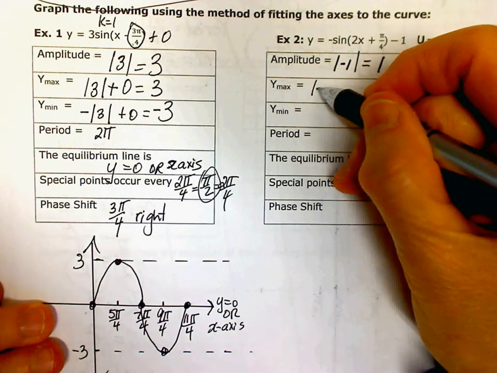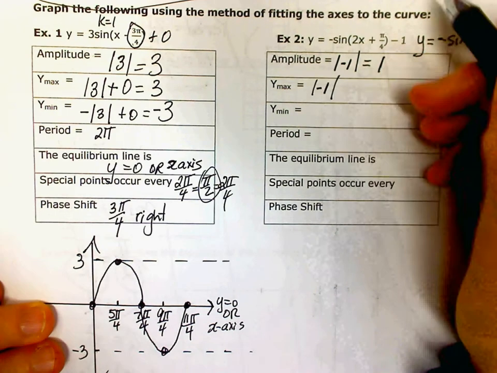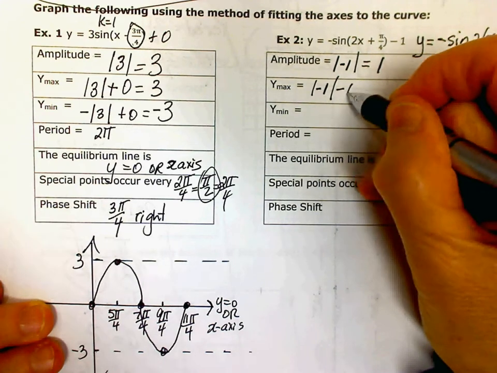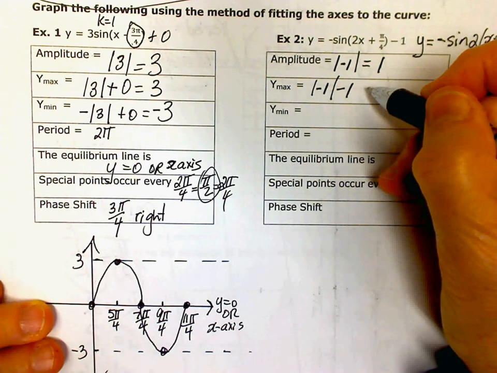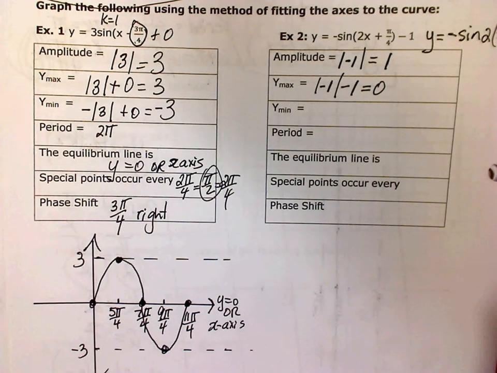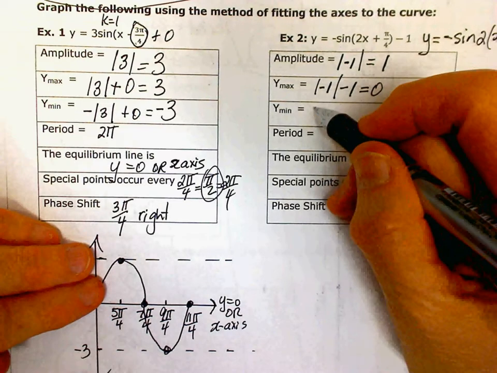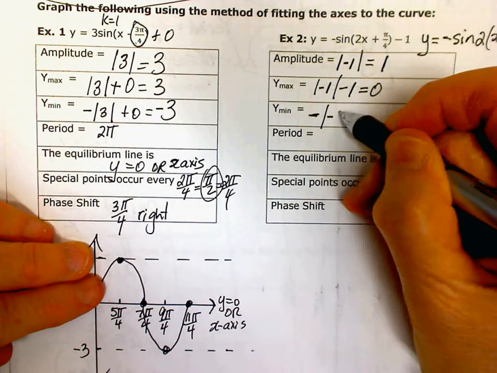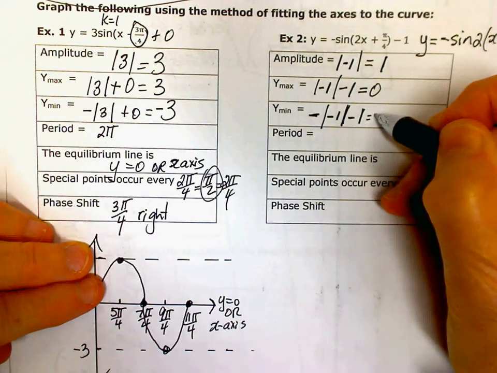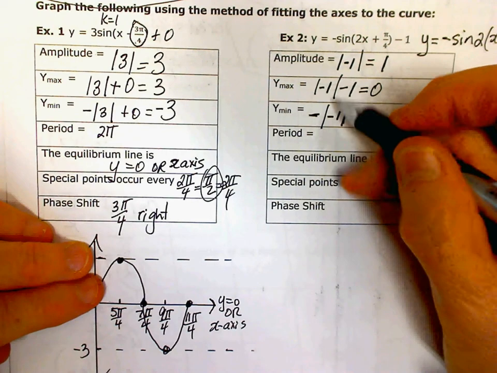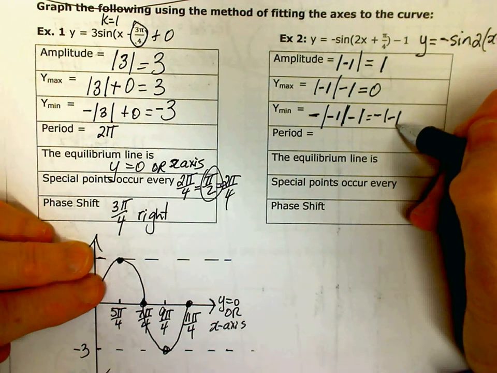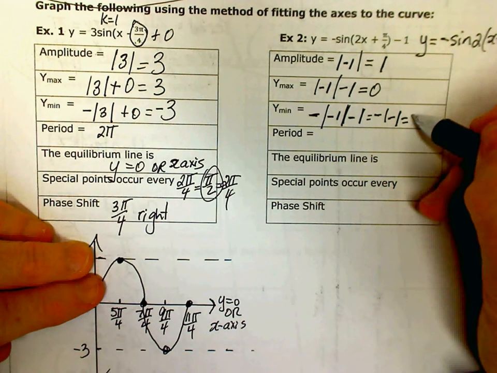Y max is absolute value of -1 plus the c, which is plus a -1 or -1. So our maximum value is going to be 0. Our minimum value is going to be negative absolute value of -1 minus 1. So this is going to be, -1 is +1, but with the minus it's -1. Your 1 for the c equals -2.